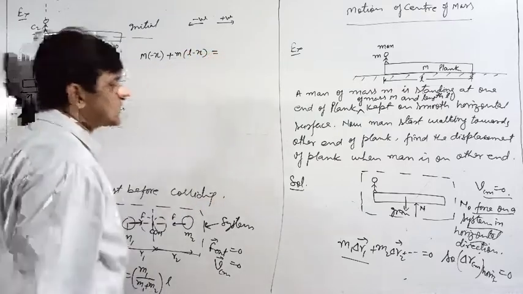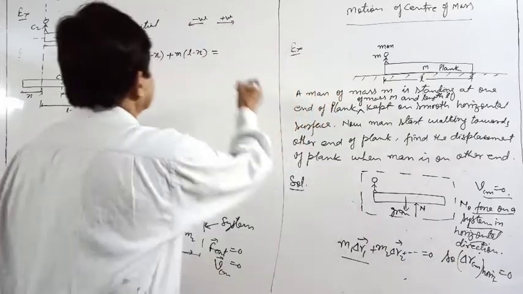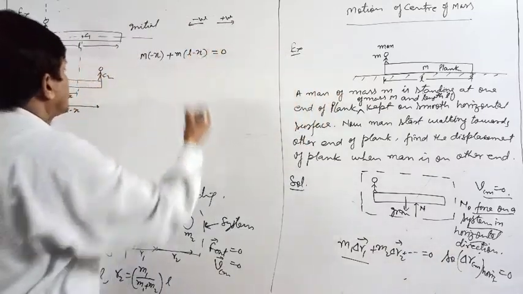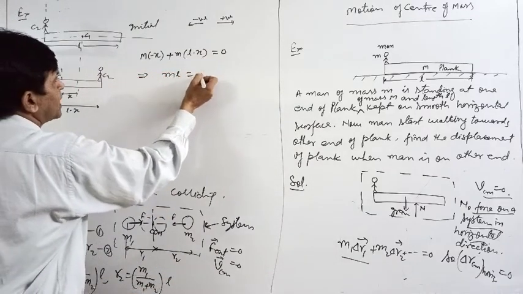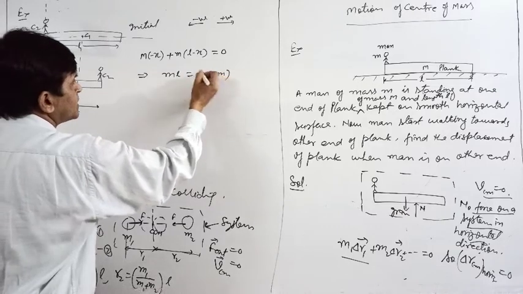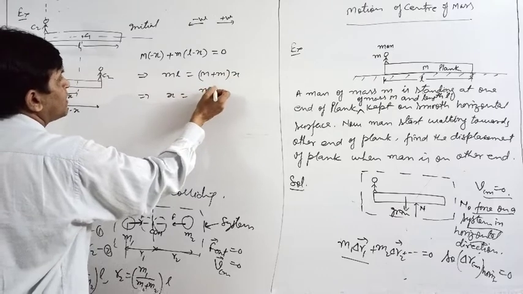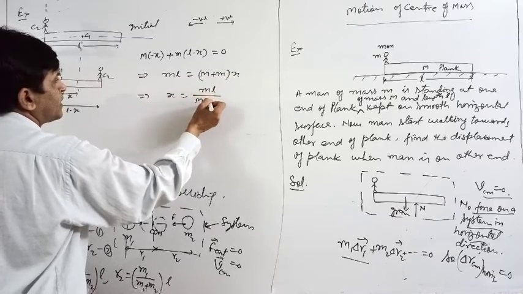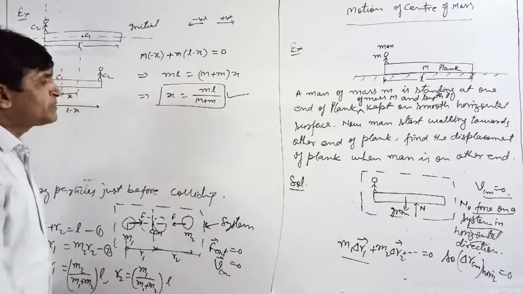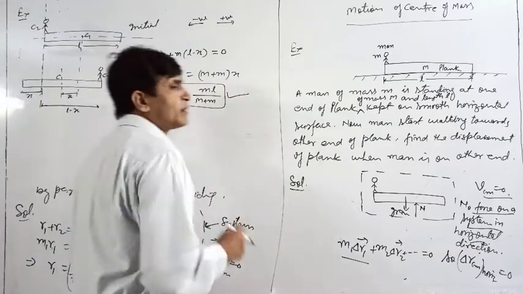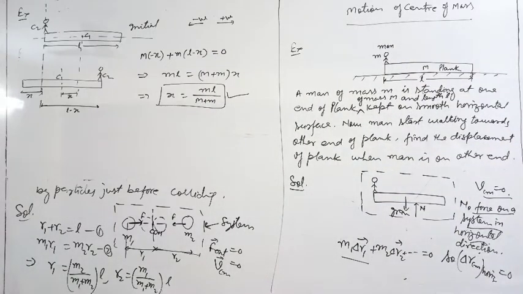And this is equal to 0 because delta RCM is not changing. Horizontal component is 0. Then we will have mL is equal to (M plus m) into x, so x is equal to mL by (M plus m). The answer: the displacement of the plank is mL by (M plus m). Understood? Note down this.